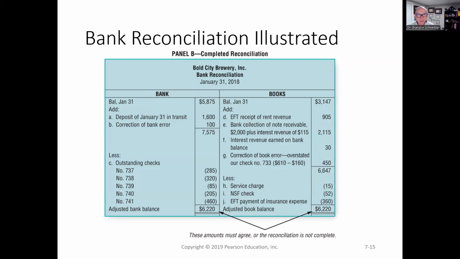And the way that we make these adjustments is through adjusting journal entries. Regardless of the entries, at the end of the day, both the bank statement and what's in our accounting information system, also known as our books, need to agree. They need to balance. Yep, they need to be the same amount.